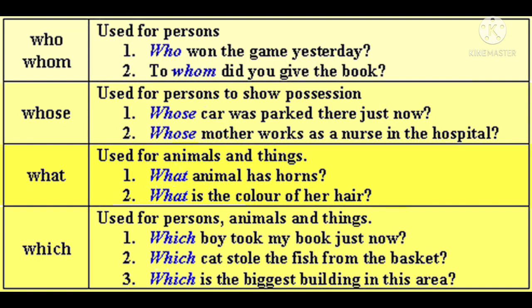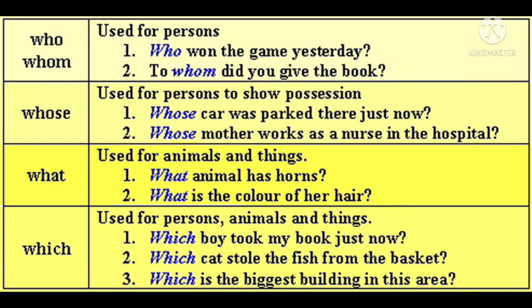The fourth kind of pronouns is an interrogative pronoun. So what is an interrogative pronoun? It is used to begin or introduce interrogative sentences using who, whom, whose, what and which. As you can see in the table mentioned, these interrogative pronouns are being used for various functions, like who and whom are being used for persons. For example, who won the game yesterday? To whom did you give the book?